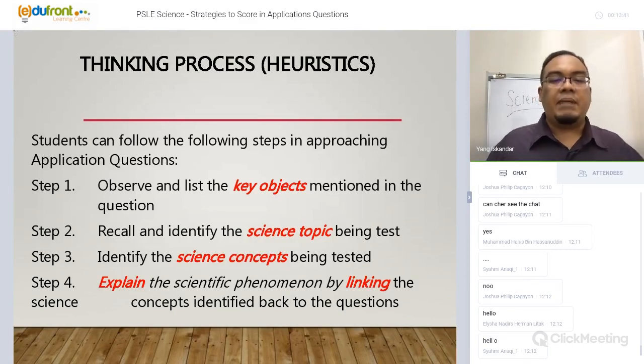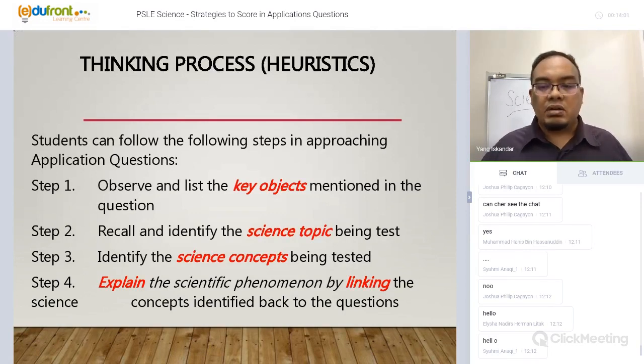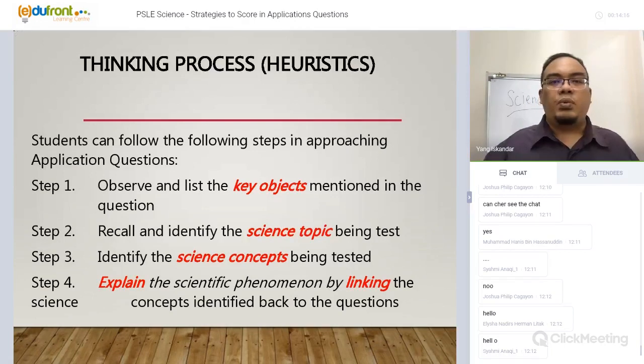Please remember that. Right. Step number 3, after you identify the topic, next you need to identify what are the relevant science concepts being tested. So this is sometimes not that easy, especially if you are not familiar or you are not able to recall the scientific concepts available. Example, let's say in the topic of water. There are so many concepts in the topic of water. Is it about evaporation, condensation, melting, freezing? Okay, so some students may get confused between, say, condensation and evaporation, for example. Which loses heat, which gains heat. Okay, so your scientific concepts must be at your fingertips.